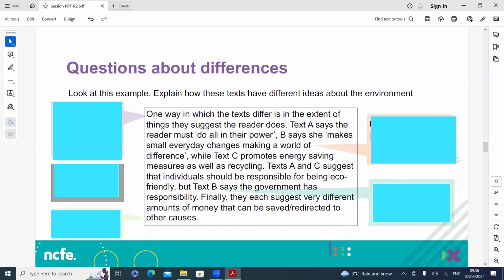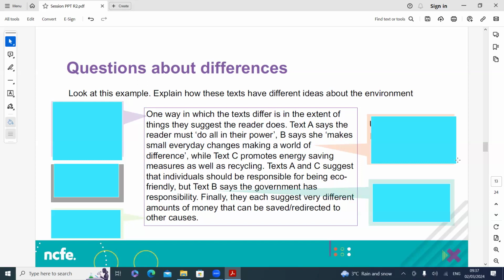So the opposite, looking at differences rather than similarities. So questions about differences. So we've got an example here, and the question was, explain how these texts have different ideas about the environment. So this is a contrast question. How are the texts different? So I'll read it out loud, and I want you to think of if there's anything at all that you notice, and then we can look at those.